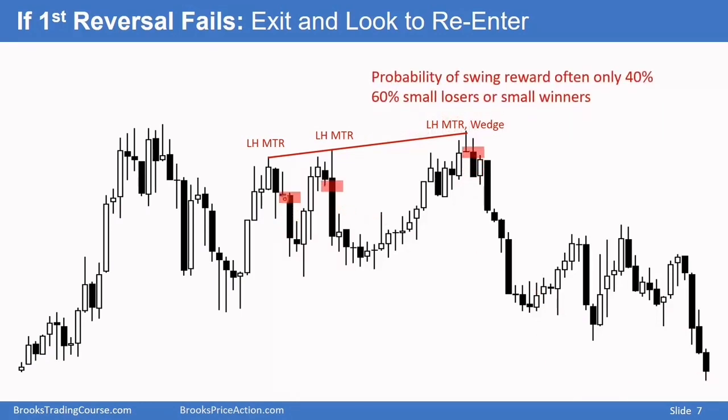The probability of a swing trade, even with a good setup, is only about 40%. 60% of the time, you get small losers or small winners, and they offset one another. But 40% of the time, you get a reward more than twice your actual risk. Here, the reward is many times bigger than the actual risk.